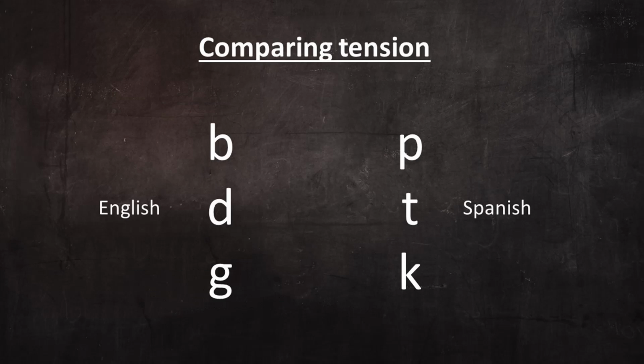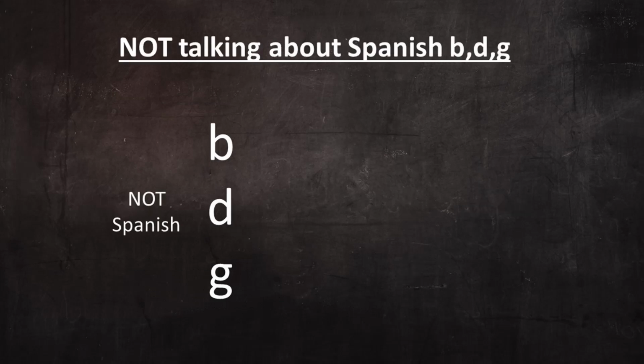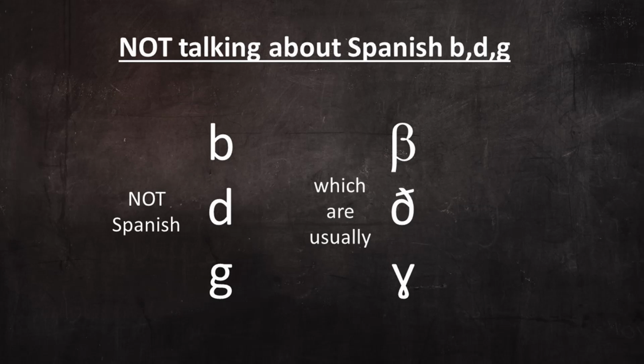Something important to understand is that as I compare the tension of the English plosives and the Spanish stops, I'm not saying anything about Spanish B, D, and G. They're usually pronounced as approximants or fricatives and have nothing to do with this discussion.